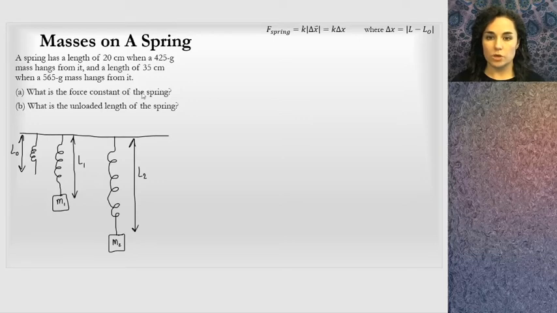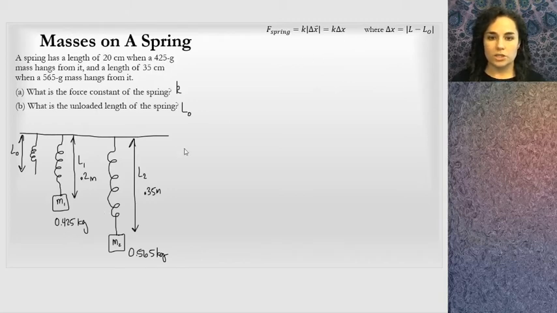It asks, what is the force constant of the spring? So they're asking us to find k. And what is the unloaded length of the spring? So they want us to find L naught. We know that L1 is 0.2. I'm going to convert this to meters. We have 0.2. In the second situation, L2 is 0.35. In the first situation, M1, I'm going to put this in kilograms. M1 is 0.425 kilograms. And in the second situation, this will be 0.565 kilograms.